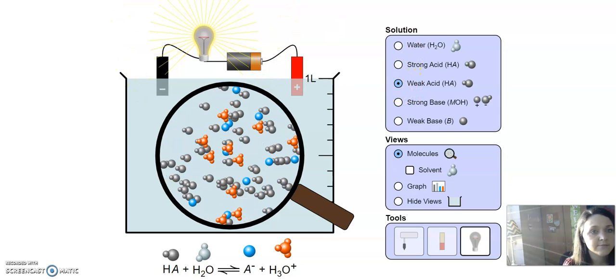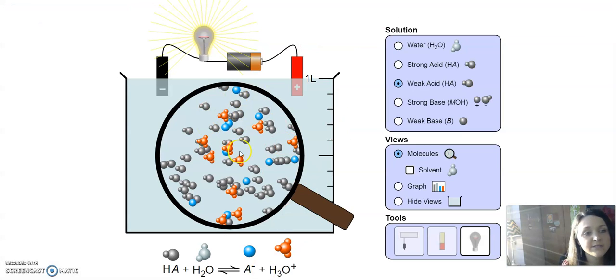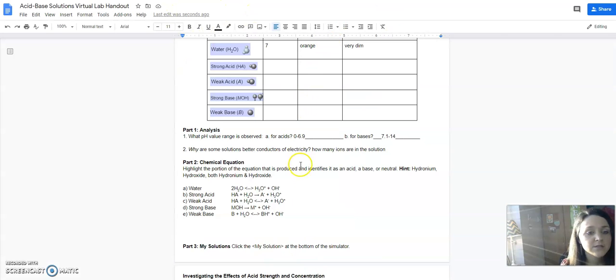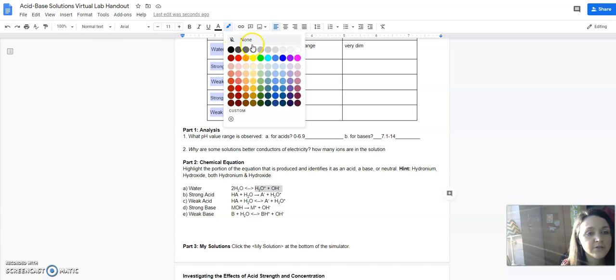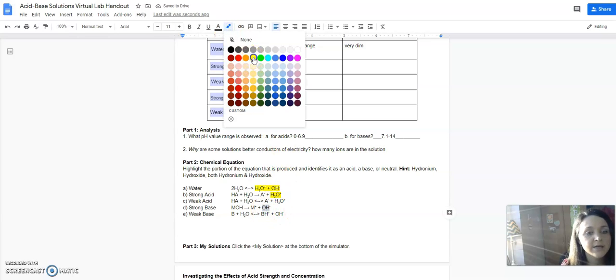All right, so for the parts of the chemical equation, it says highlight the portion that tells you if it's an acid, a base, or neutral. So you know that when we have an acid, we have H3O+. When we have a base, we have OH-. So if I see OH-, that's going to be a base. If I see H3O+, that's an acid. But look right here, we know water is right in the middle, and it's got both. So you would highlight those, and I'm going to do it in yellow. Right here, we see H3O+, that must be an acid, so I'm going to highlight in yellow. I see OH-, that must be a base. I'm going to highlight in yellow.